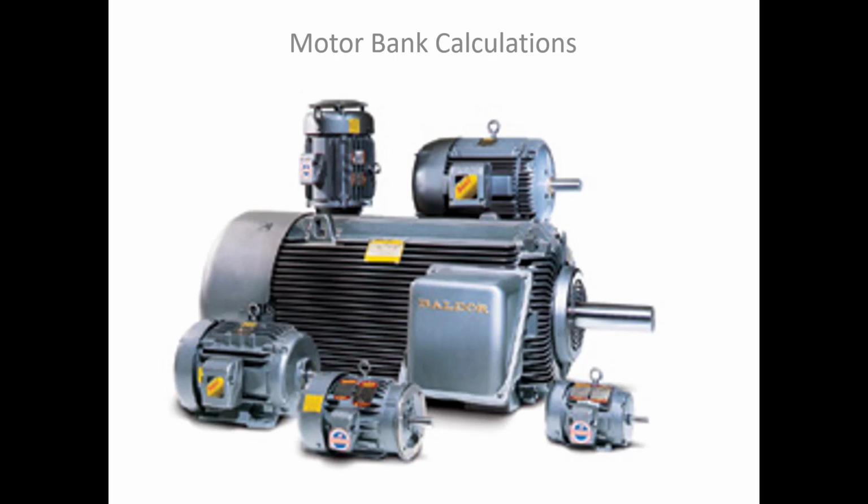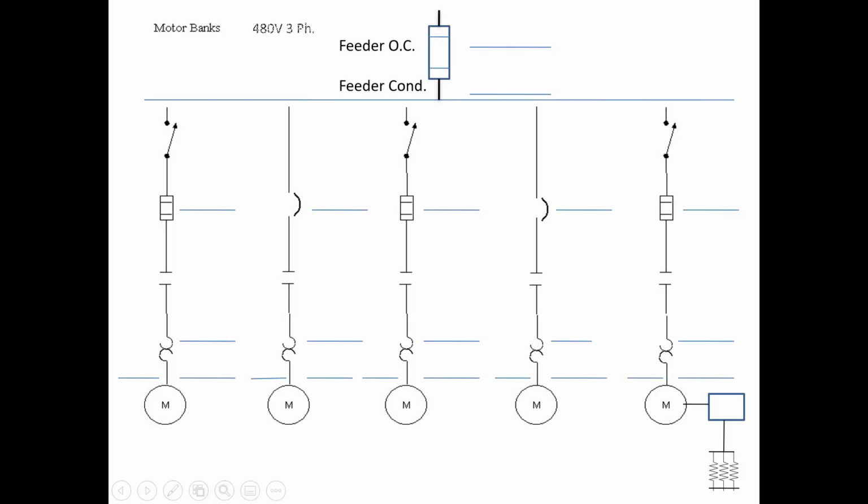Okay, so now I'm going to continue on talking about motor banks. We'll review some of the single motor calculations that we went through in the earlier video, just because we'll have to figure out their single motor values in order to find the feeder overcurrent and feeder conductor size. So it's a nice review of what we did already. I'm going to go a little bit faster through these, but again, slow the video down if you need and make sure that you can follow how to get all this information.